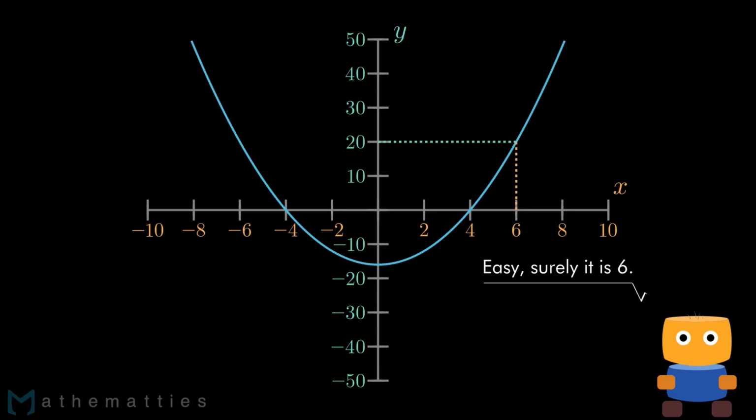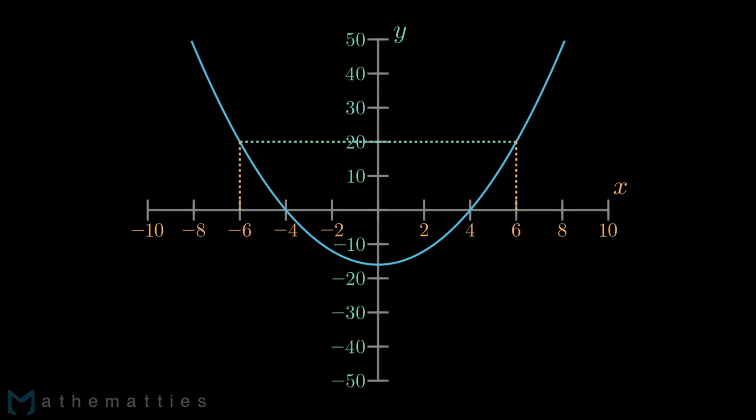Okay, that seems to work out, but it is not entirely right. Because your answer is not complete. Take another look. You see, 6 is not the only solution. Because on the left side of the y-axis, we also have a corresponding x value. In this case, -6. So the answer to the question which x value belongs to a y value of 20 is -6 and 6. So I want to emphasize you need to carefully check exactly what is asked and also double check if you actually found what is asked for.